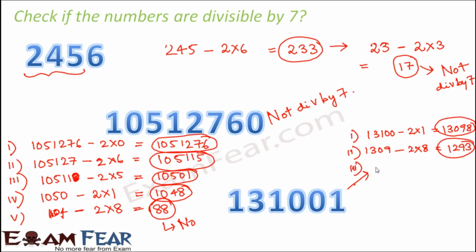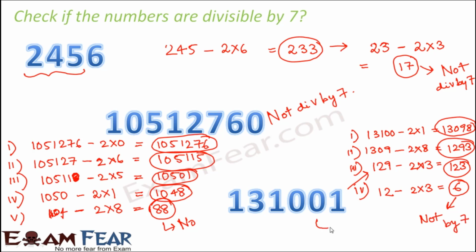This is still a big number. So we will again repeat the process. It would be 129 minus 2 into 3. That is 129 minus 6, which would be 123. Now if we repeat this process one more time, then we will be able to reach a smaller number. So we get it as 6. Now is 6 divisible by 7? No, it is not divisible by 7. Therefore this number as a whole is also not divisible by 7. So in this fashion, we can decide if a number is divisible by 7 or not.